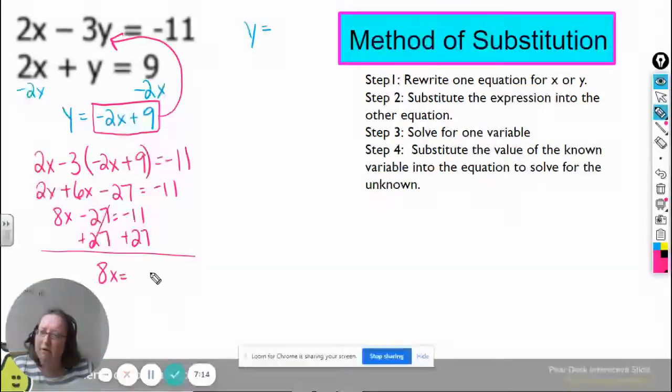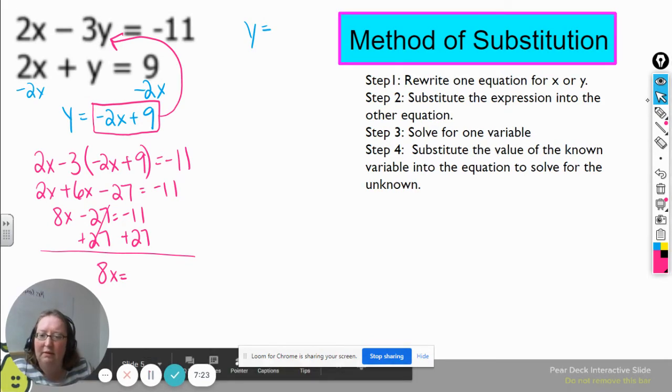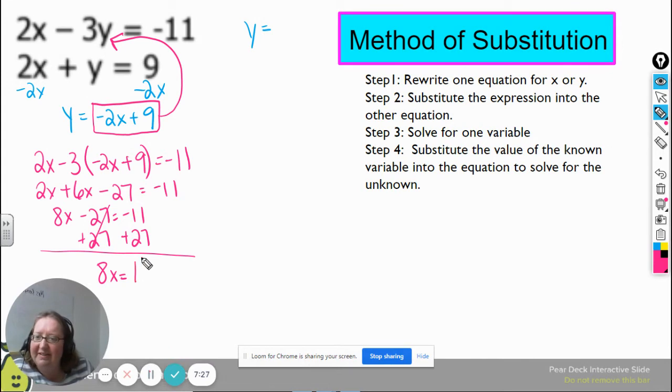What is going on here? What's the problem? There is no problem. Everything is fine. This is 16. Okay, divide by 8. Divide by 8. X is equal to 2.